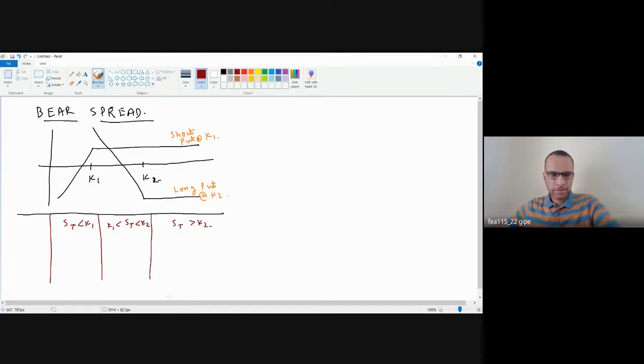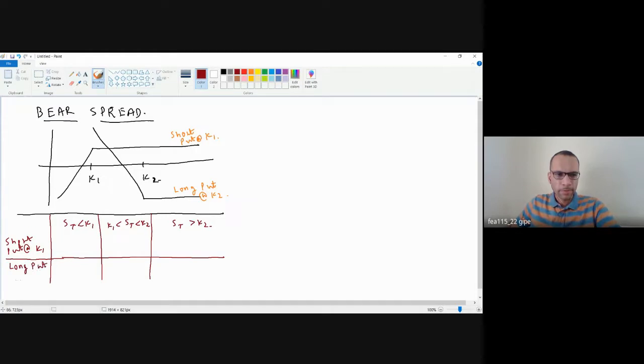Now again, writing it for the two options. So we have a long put at K2 and a short put at K1. Here I simply have to change my payoff condition. Earlier we had the call condition, now I can use the put condition: max of K minus ST or 0.